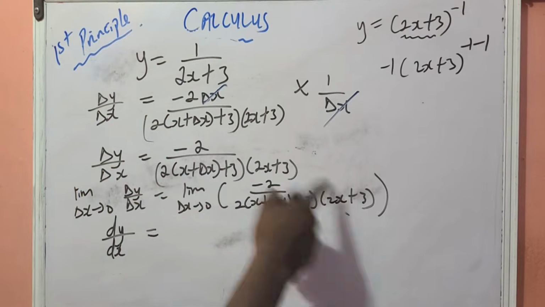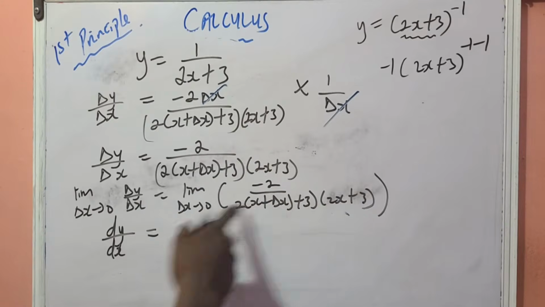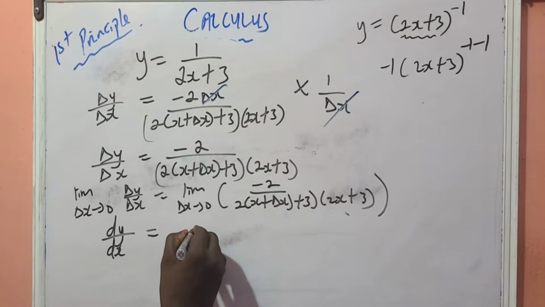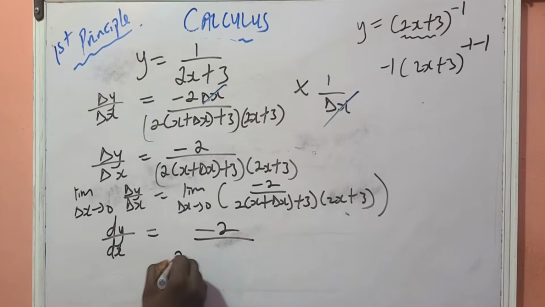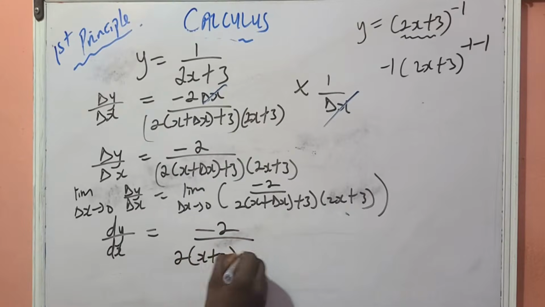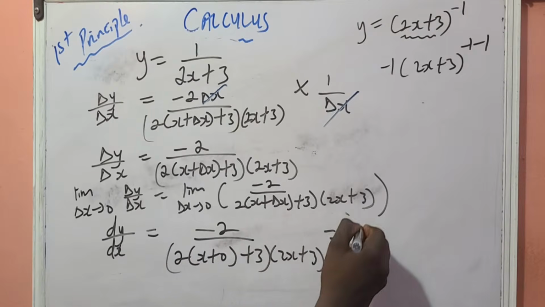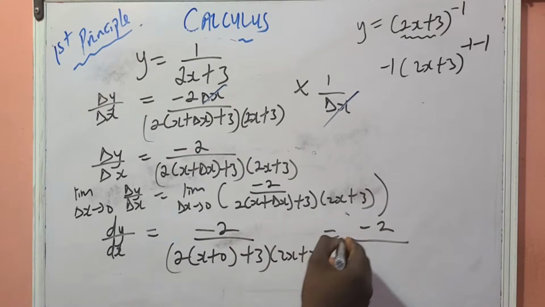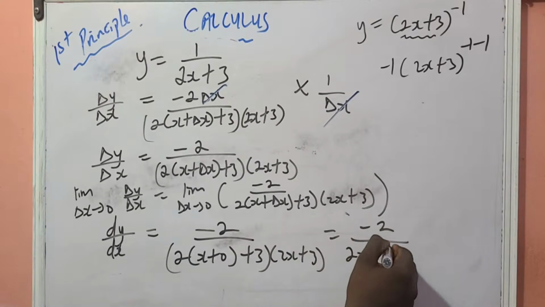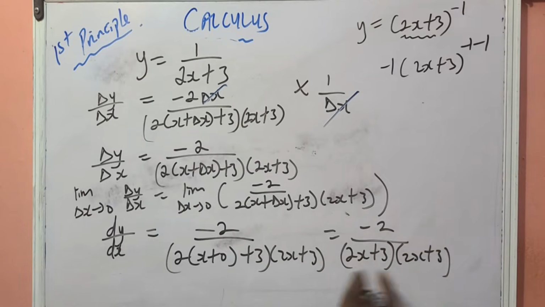Now, we want to take the limit of this side. That means wherever you see the change in x, you put 0 right there. So let's do that. Minus 2 over 2 into bracket x plus 0 plus 3, and we have 2x plus 3. This will be minus 2 over 2x plus 3, and this will be 2x plus 3. Who is seeing what I'm seeing there? 2x plus 3 on this side, 2x plus 3 on this side. That means I can take my final answer to be what?